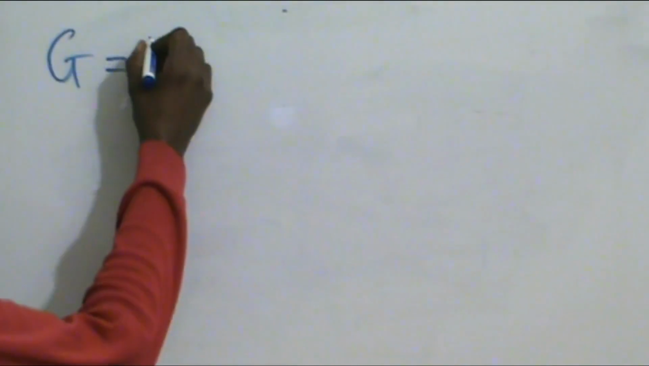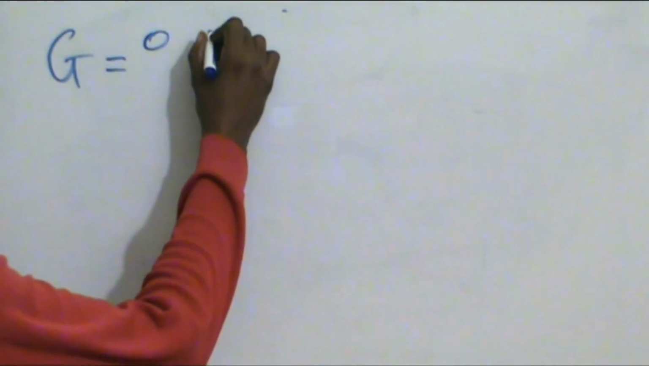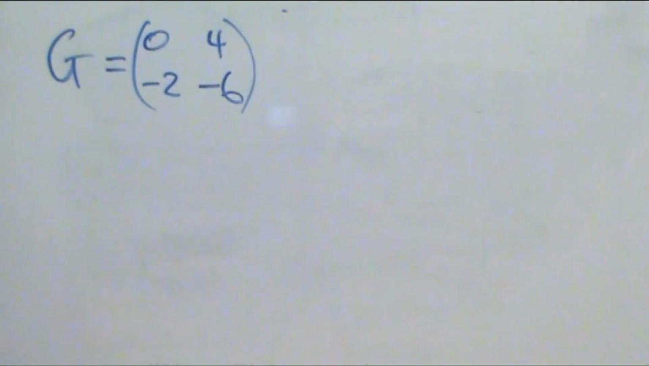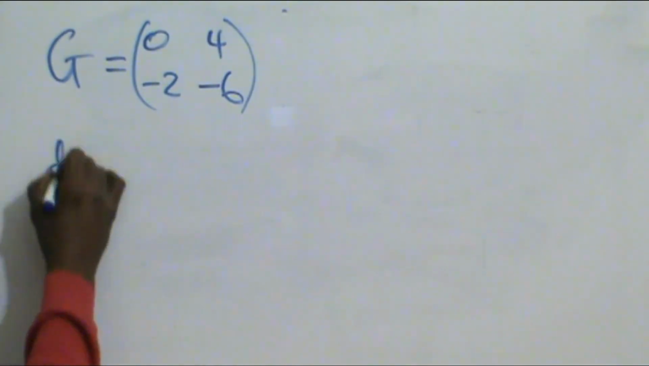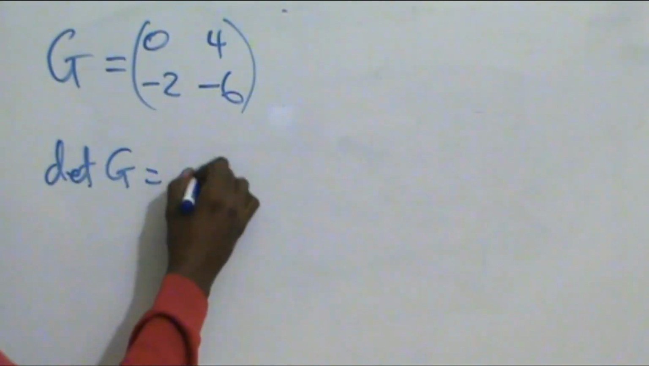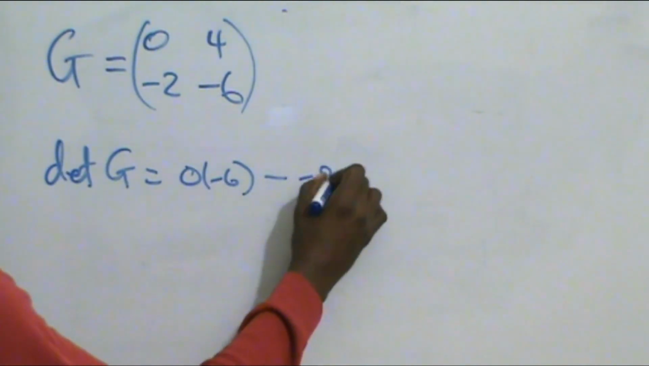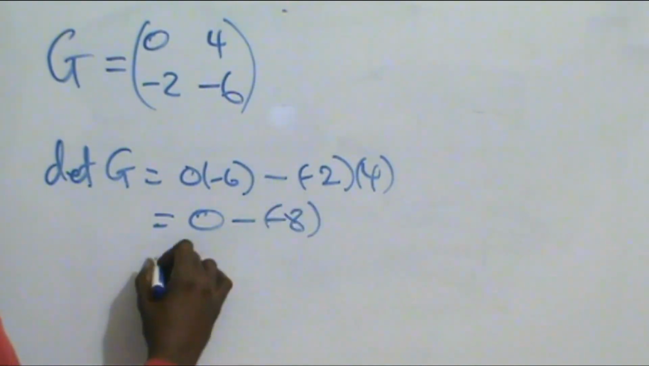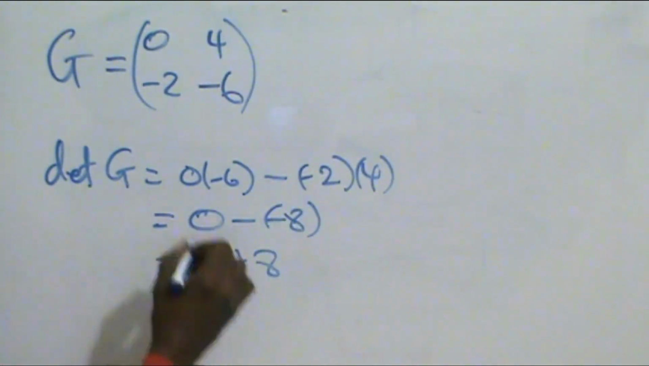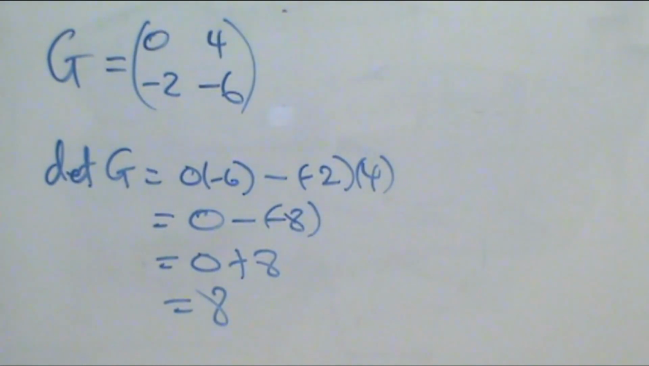Let us take another example. Let's say the matrix G is equal to [0, minus 6; 4, minus 2], and we want to find the inverse of that matrix. The first thing we do again is find the determinant. The determinant of G is equal to 0 by minus 2 minus minus 6 by 4, because 0 plus 24 equals 24. So the determinant of G is 24.